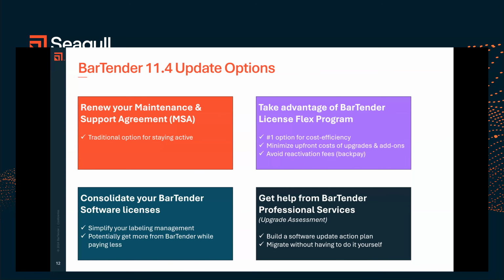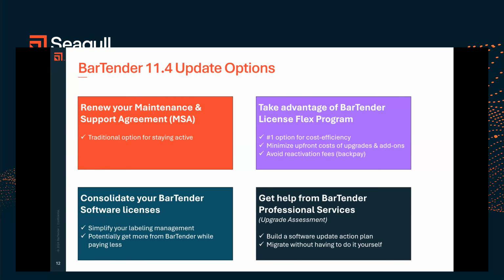Or another option to make sure that you have that maintenance and support is to take advantage of the BarTender License Flex program, which is the number one option to help you save money on your labeling while helping you scale with cheaper upfront costs for add-ons and upgrades. Additionally, if you have several BarTender licenses, I highly suggest consolidating those licenses to help you simplify your labeling management and potentially get more from BarTender with a higher edition.